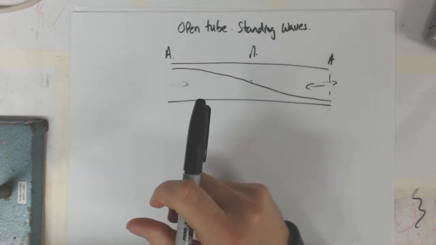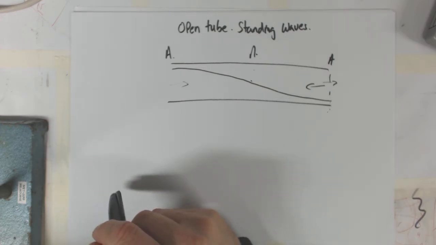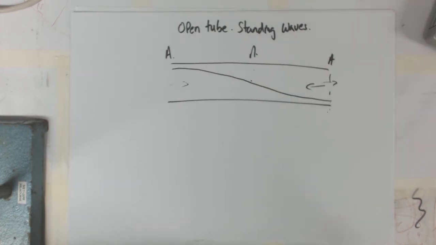Now, how do we explain that? Why is there a reflection? There's no change in velocity there. We can talk a little bit about air pressure and that sort of thing, but the explanation I like for this is to do with momentum.